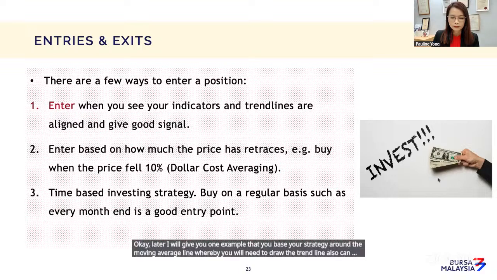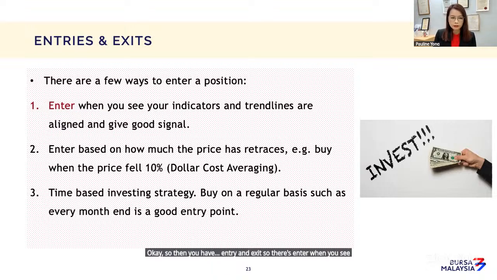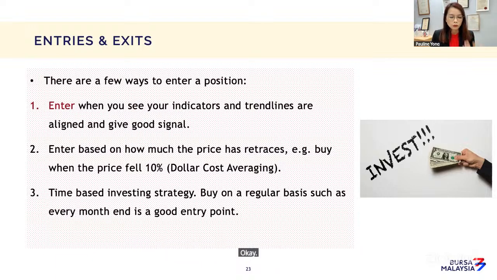So then you have entry and exit. You enter when you see that your indicators and your trend lines are aligned and give a good signal, then buy. So everything is aligned. Say you have an RSI and a moving average, and all these are aligning well, then you can buy. When you enter, you need to set a profit target.